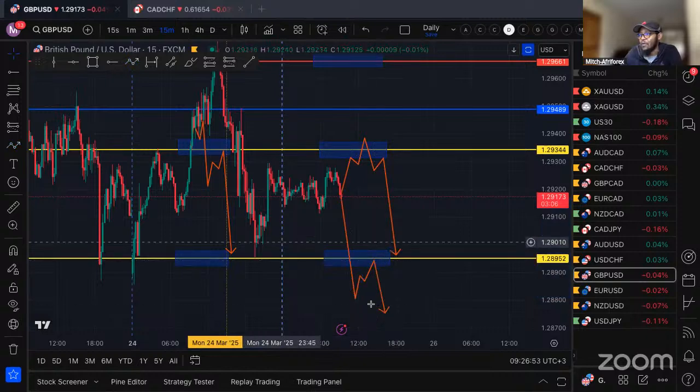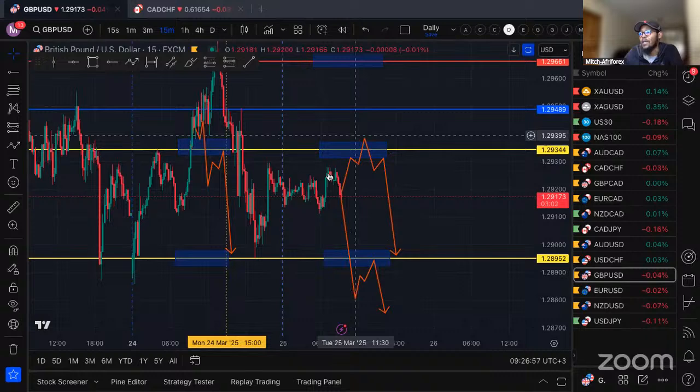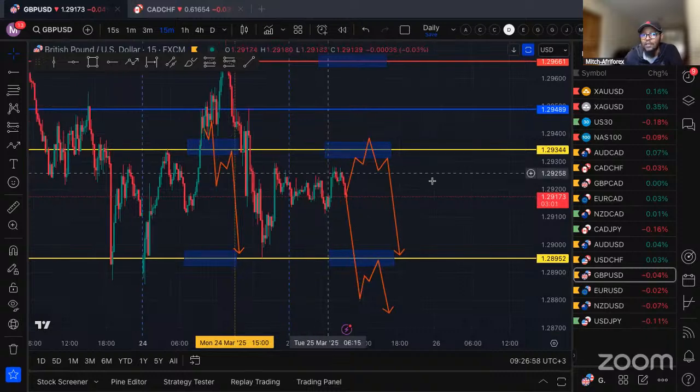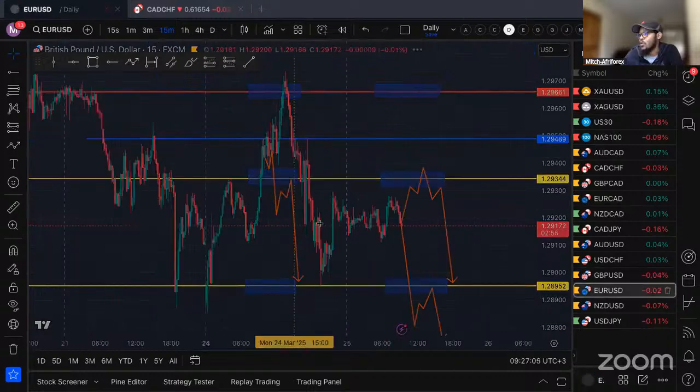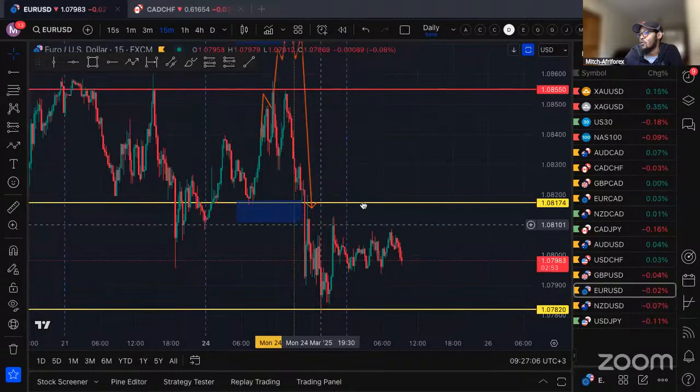But for right now, let's hope to see if this market can give us a bit more of a pullback coming in before we're able to look for those sells. So hope that's clear on the British pound against the US dollar. As we move on to the next US dollar pair. So right here we have the euro against the US dollar.